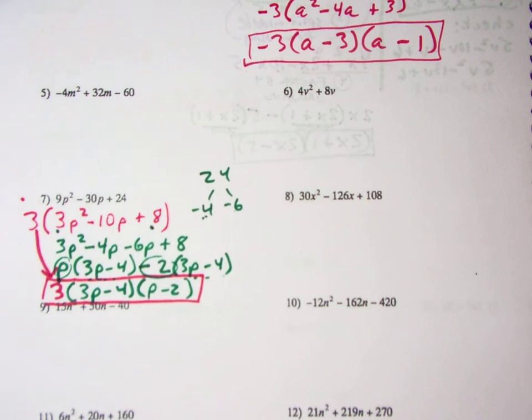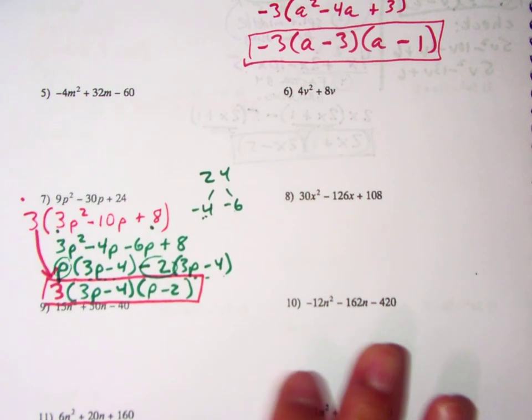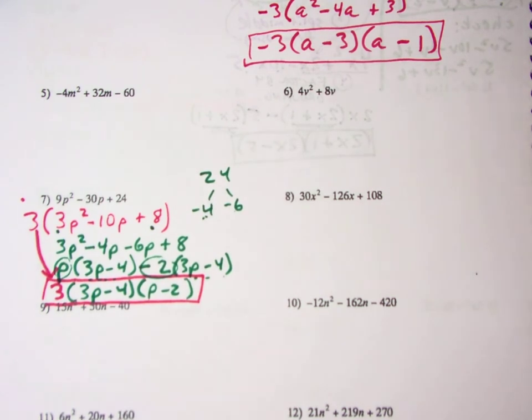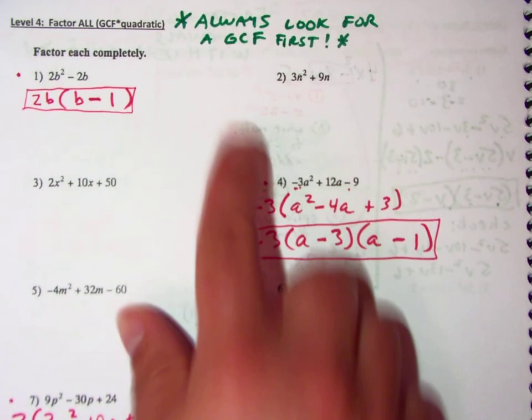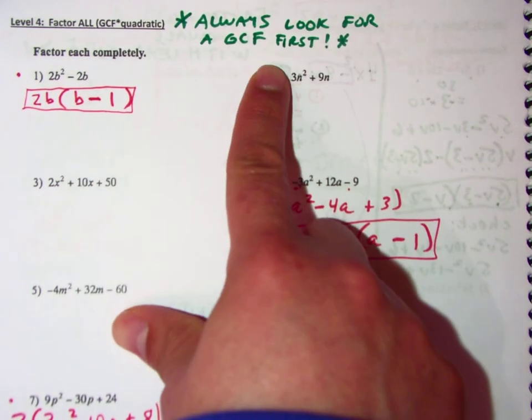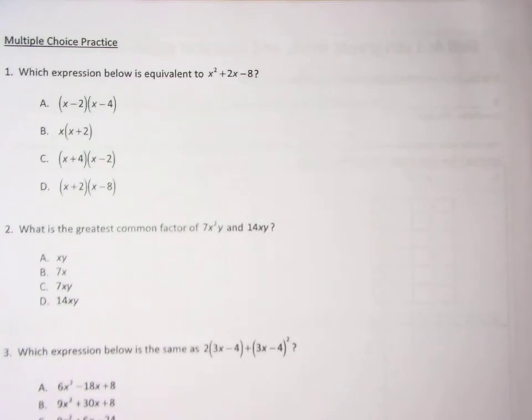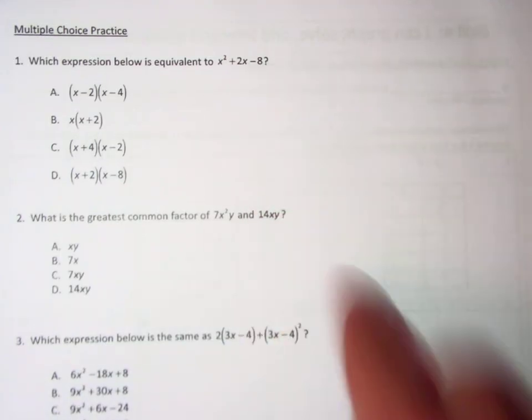All right? So we've done a lot of factoring this unit so far. Now level 4 is just kind of putting everything together, but always, I can't emphasize this enough, look for a GCF first, okay? So when you see these, just in different contexts, different equations, let's see if I can find some other ones here.